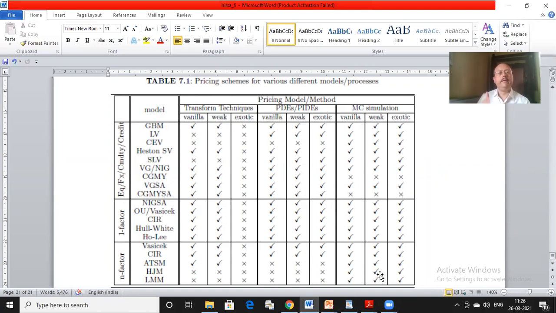So for vanilla, weak, and exotic option contracts, whether I can use transforms or I need to use PDEs, PIDEs, or as you can see, in all of the cases, Monte Carlo simulation will work as we claimed. It is the most expensive, but most general. But in some of the cases, PDE, PIDE methods will also work. And in a few restrictive cases, transform techniques are also fine.